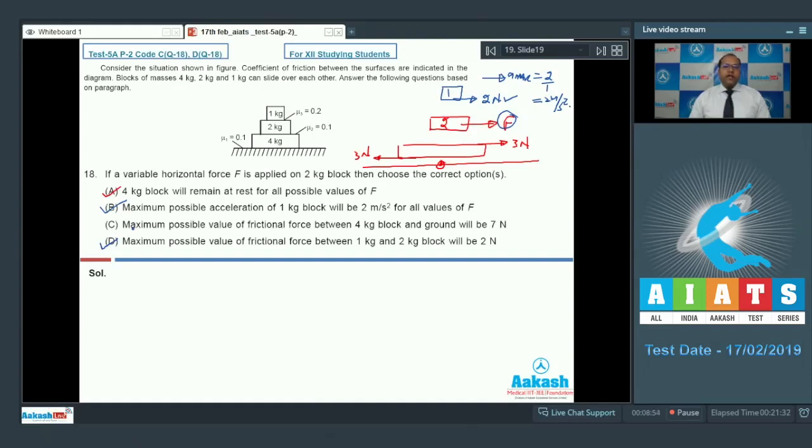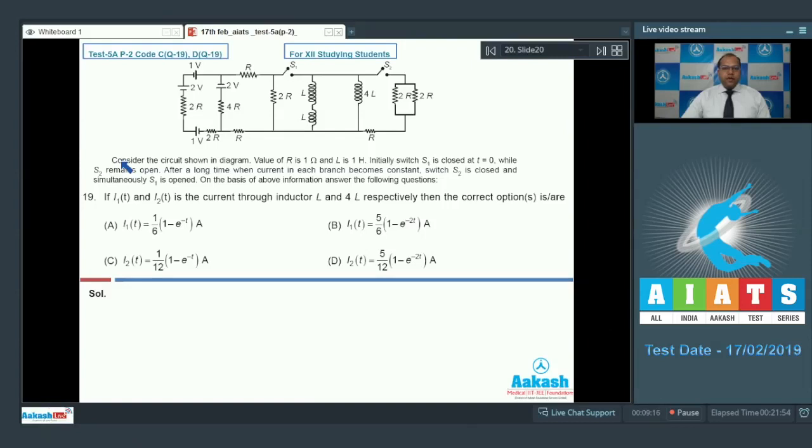Let's move to the second paragraph containing question number 19 and 20. In this paragraph, consider the circuit shown in the diagram. Value of R is 1 ohm and L is 1 Henry. Initially, switch S1 is closed at t equal to 0, while S2 remains open. After a long time, when current in each branch becomes constant, switch S2 is closed and simultaneously S1 is opened. On the basis of the above information, answer the following questions. If I1 and I2 are the currents through inductors L and 4L respectively, then we have to find the correct options for the values of I1 and I2.